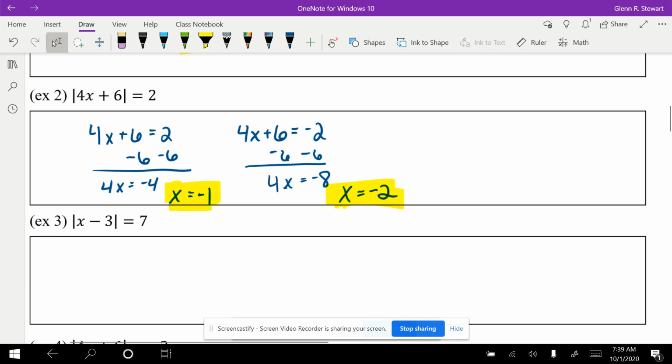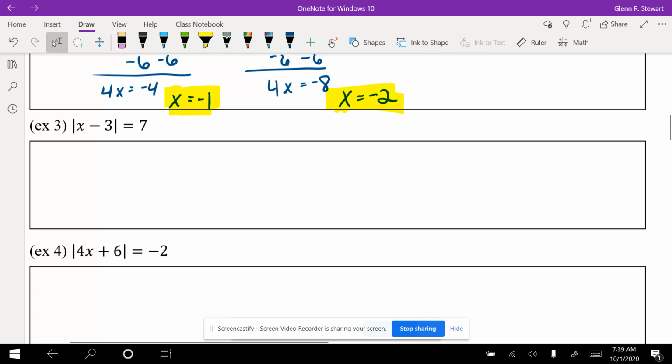Take a look at example number 3. Try example number 3 for a second. See what you get. I'll give you some time. Just try it on your own. Take out the absolute value symbols, split it up.